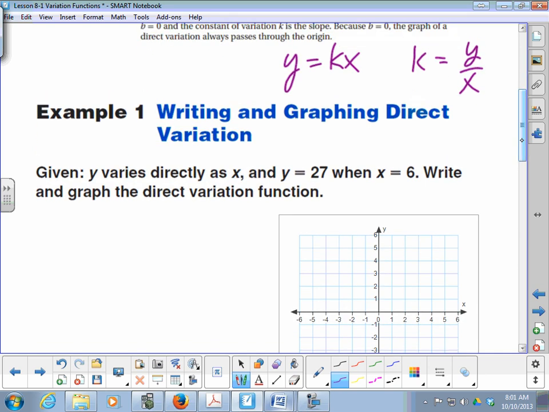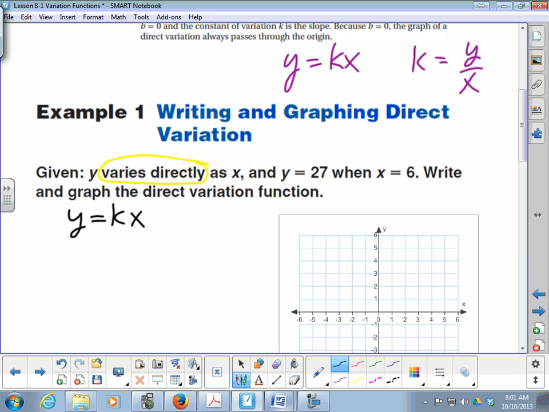So here they have y varies directly as x, and this is the thing you're looking for. When we're talking about variation things, there's a specific thing. It's going to say this varies as this thing does. Either it's going to say directly or inversely or jointly. And all those things are the key words for you. If it says y varies directly with x, that means that we are going to have y equals kx. That's the direct variation. In here it says when y equals 27, when x equals 6, write and graph the direct variation function.